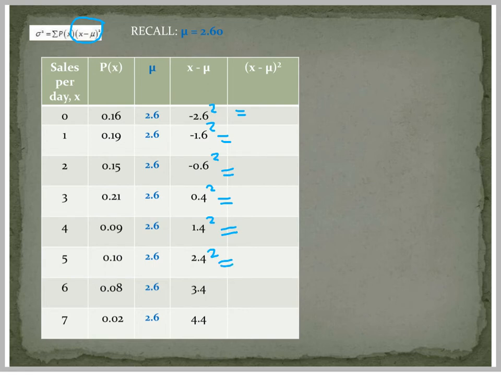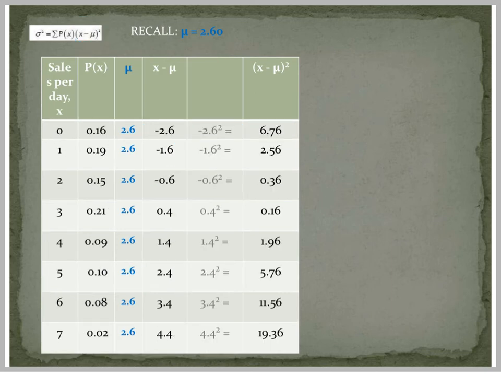So negative 2.6 squared gives me 6.76. Negative 1.6 squared gives me 2.56. Negative 0.6 squared gives me 0.36. And I continue on in that same manner. My results are 0.16, 1.96, 5.76, 11.56, and 19.36. Again, I'm just working my way through this formula until I get to the end.